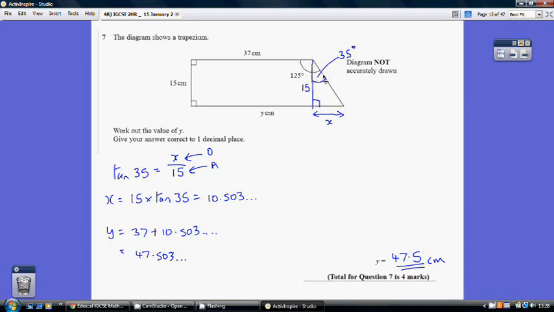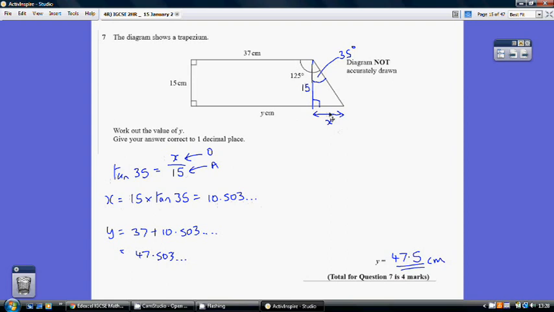Now using SOHCAHTOA and using tan, I can now work out the length of side X. So I'm going to use opposite and adjacent, so tan 35 equals my opposite side of X divided by my adjacent side of 15. Multiplying both sides by 15, I get X being 15 times tan 35, which is 10.503 dot dot dot.